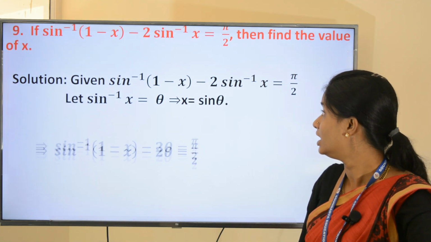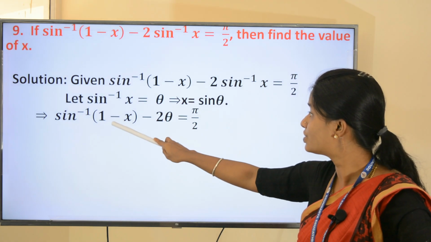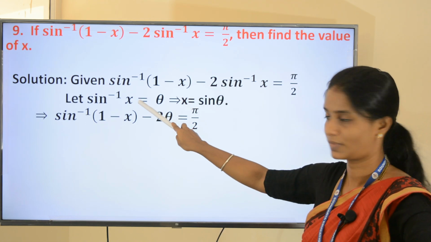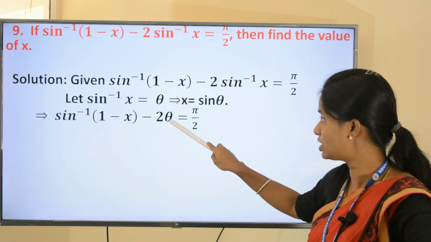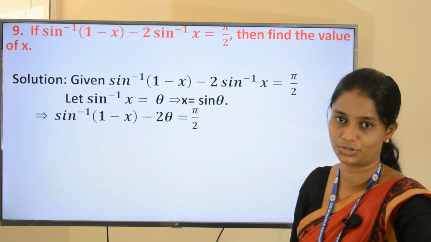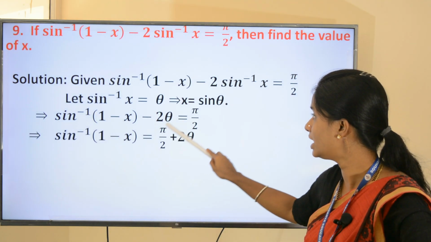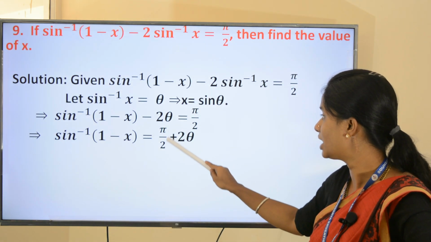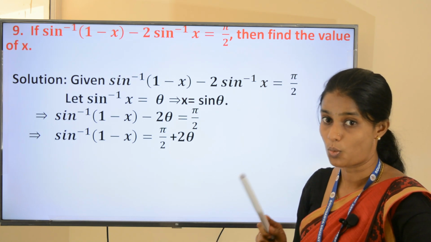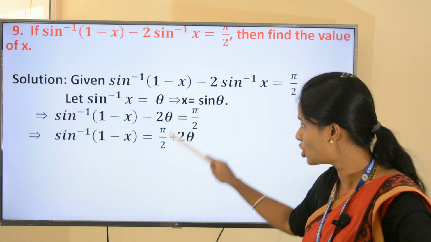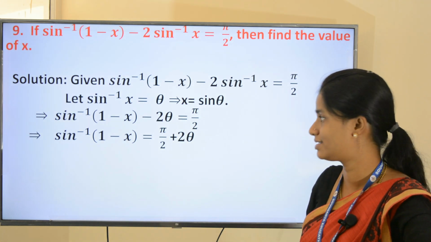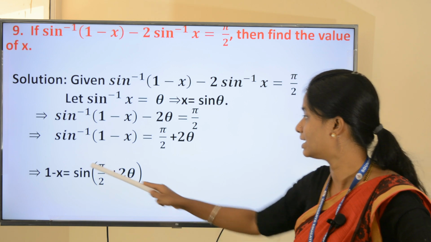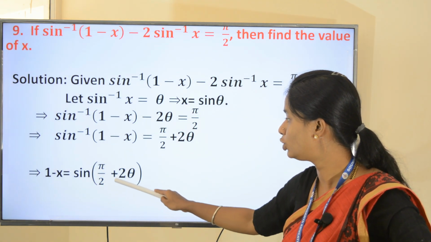Now I'll write it as sine inverse of 1 minus x minus 2 theta, since sine inverse x can be replaced with theta, is equal to pi by 2. Now, students, this minus 2 theta I will shift to the right hand side. So that will become pi by 2 plus 2 theta. Once again I am going to apply the sine trigonometric function to both the sides. So that result will be 1 minus x is equal to sine of pi by 2 plus 2 theta.